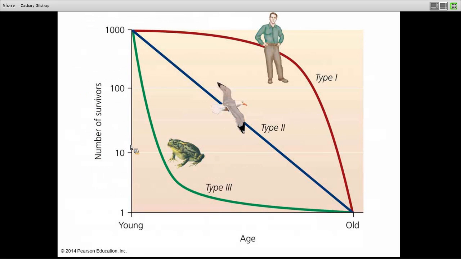And here we can see the three types. Humans belong to type 1, where the highest chance for us to die is when we're young, and we have a high survivorship after that. And then frogs, drastically different. The survivorship of the young, the tadpoles, is actually very low. However, when they get to the toad form, they have a much higher chance of survival. And then the last one, type 2, is just a bird, where it's a pretty straight line. Pretty much any time, they have an equal chance of dying.